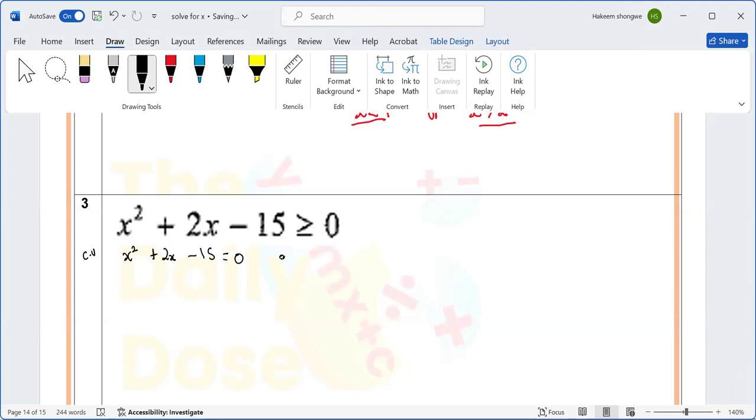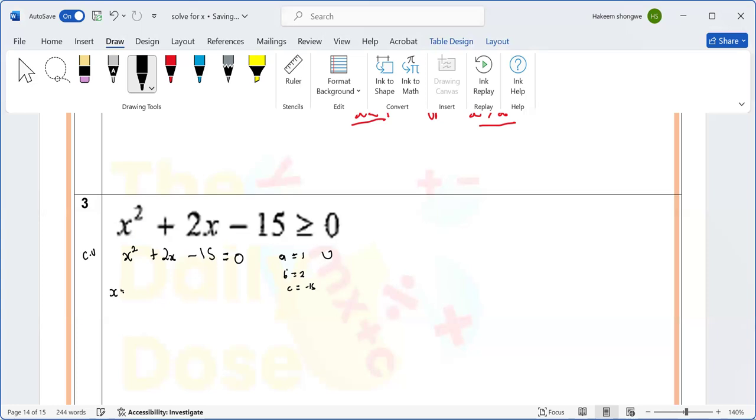But before that, we'll first identify A, B, and C. What is our A? Our A is 1, positive, so we're going to have a smiley face already. What is our B? Our B is 2. What is our C? Negative 15. Okay, let's put it in the quadratic formula.